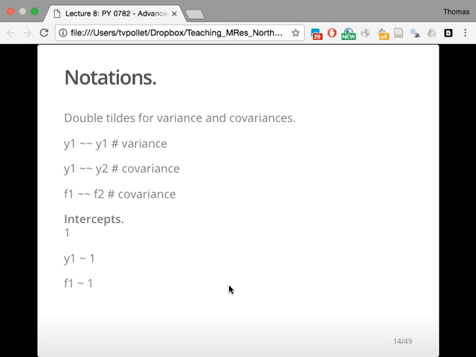And so you can also have covariance, as you saw, double-headed arrows going between those latent constructs. So again, this is just notation. It will become clear once we do it.